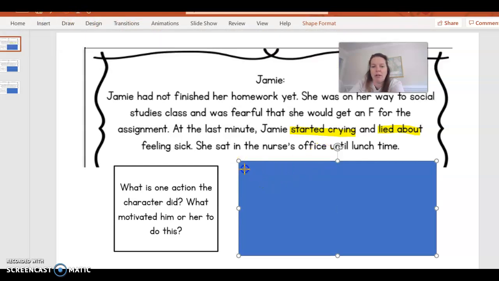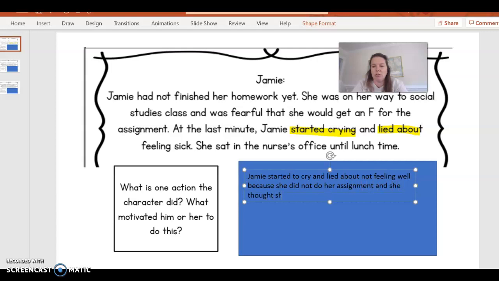What was her motivation? Okay, well in here it tells me that she didn't finish her homework and she knew she was going to get in trouble. So her motivation was, Jamie started to cry and lied about not feeling well because she did not do her assignment and she thought she would get in trouble.